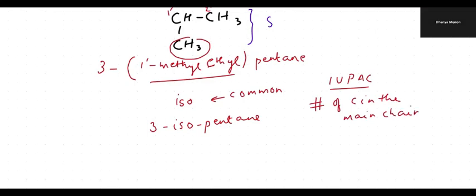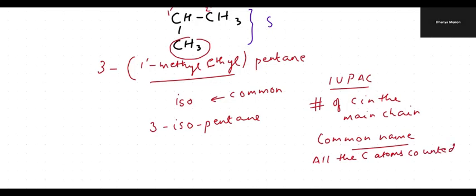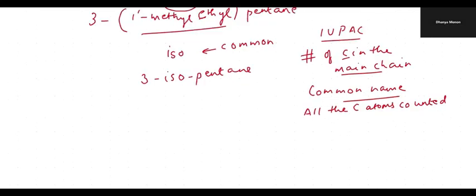But for common name, all the carbon atoms are counted. So this you have to keep in mind. In IUPAC name, we count only the number of carbon atoms in the main chain, how much we have numbered. In common name, we count all the carbon atoms. Now some of the common names that you have to memorize, these are few things that you have to memorize.